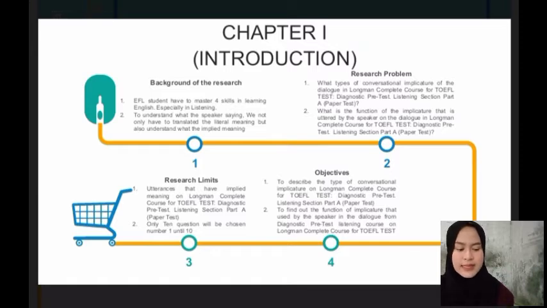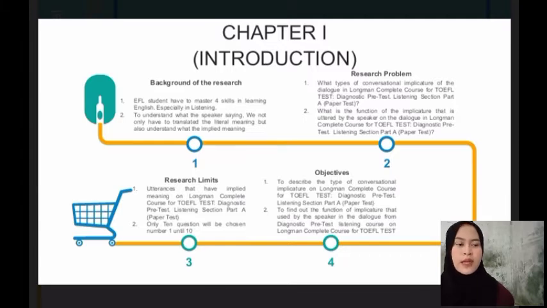To make the data of this research more specific, not complicated, I make limits to this research. The limit is I choose only utterances that have implied meaning in Longman Complete Course for the TOEFL Test, Diagnostic Pretest, Listening Session Part A paper test, and I only choose 10 questions, starting from number 1 until number 10.